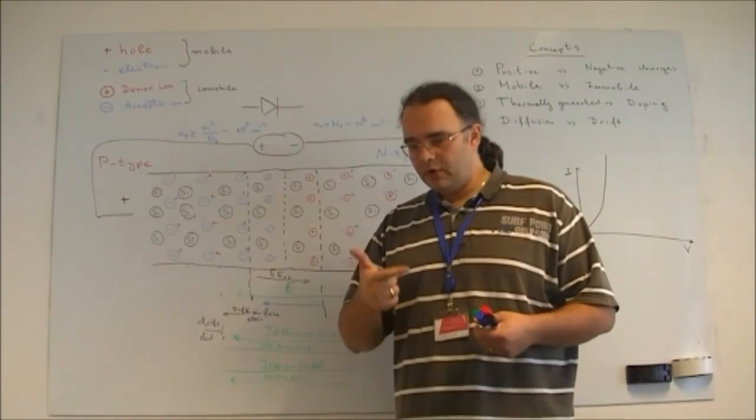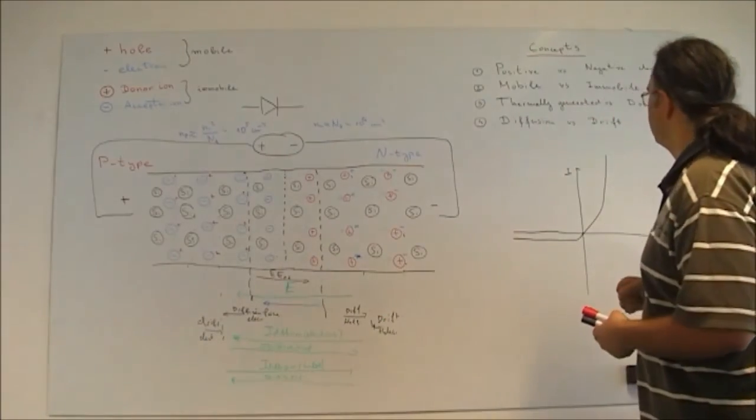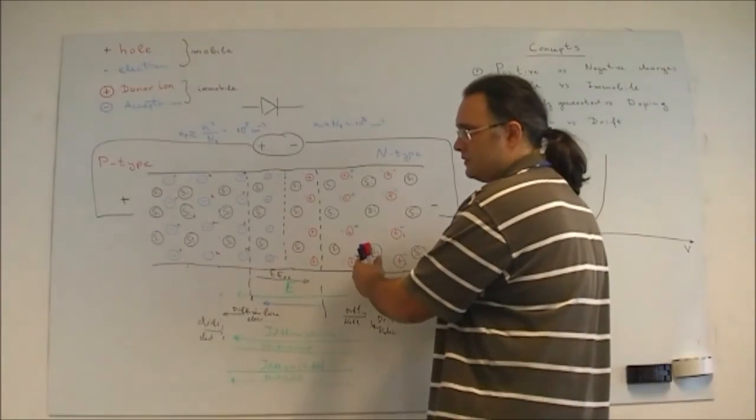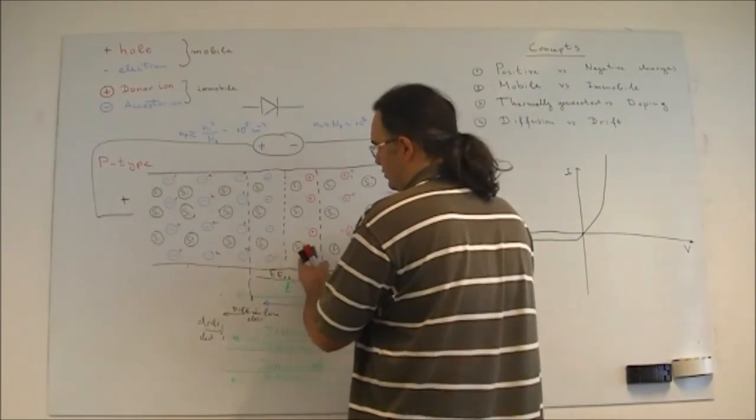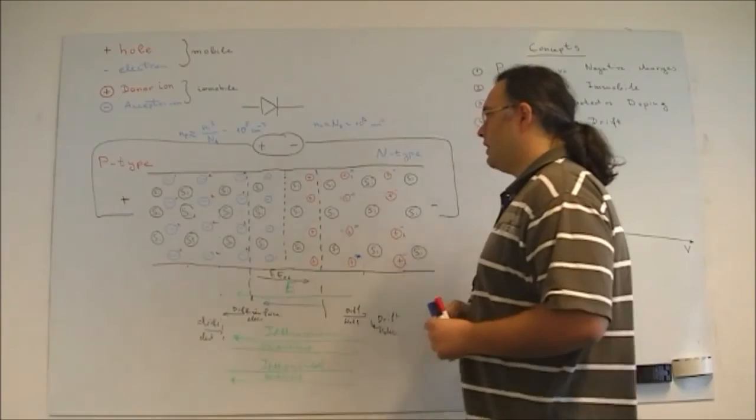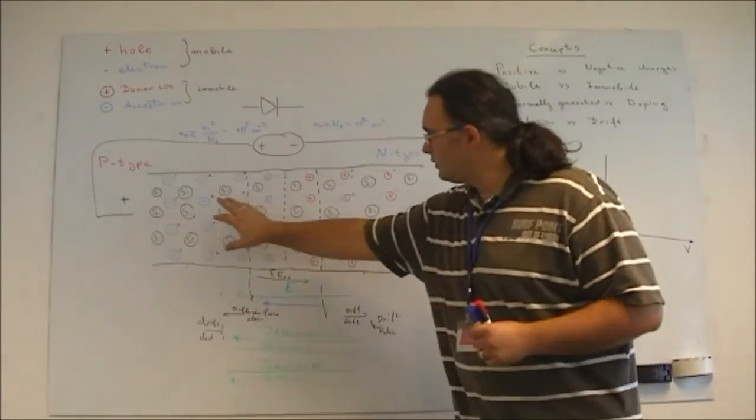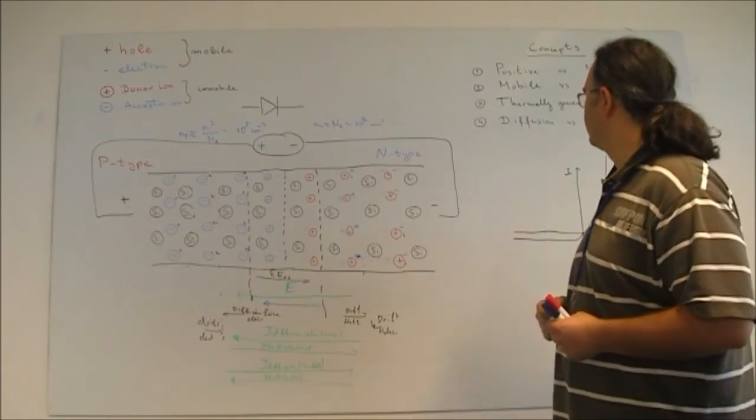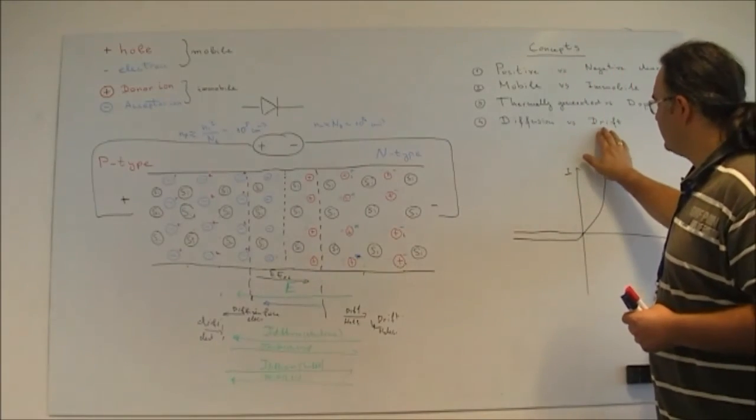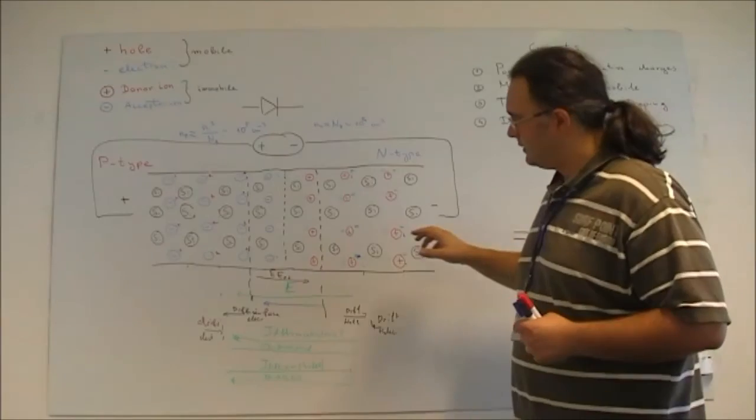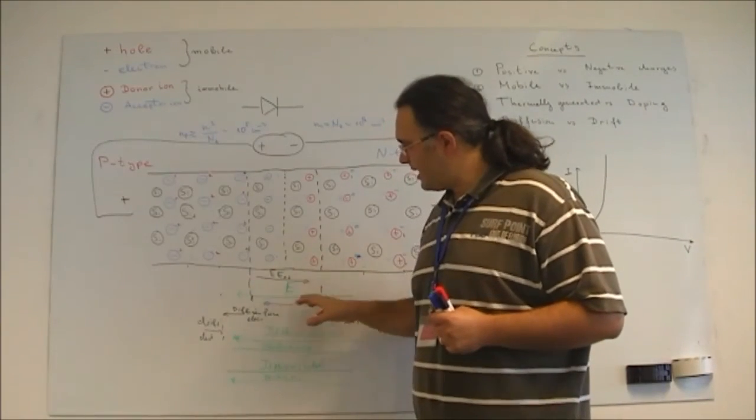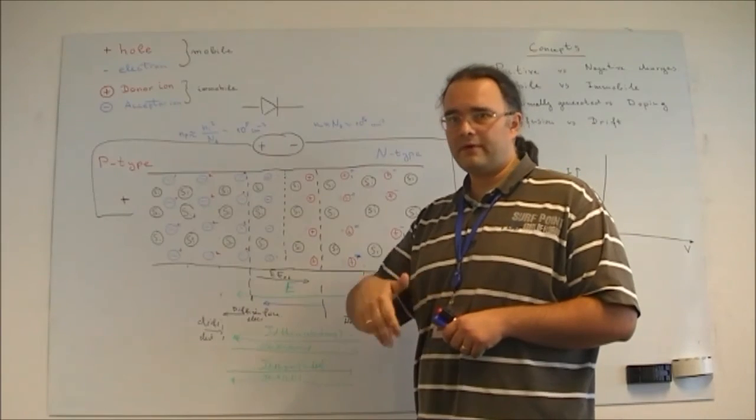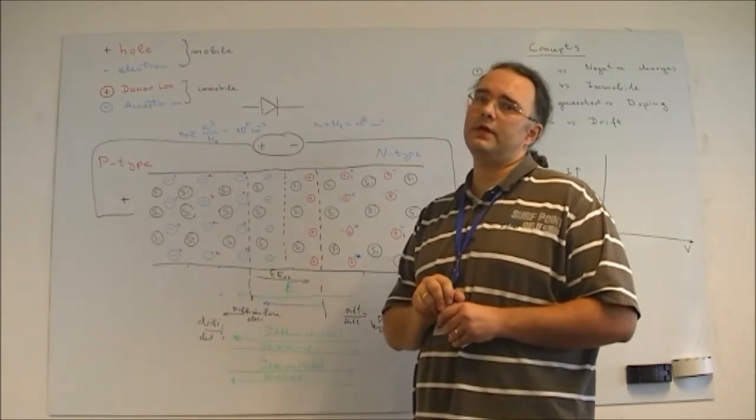And they can move due to two forces. The diffusion force, where they move from areas with high concentration, for example the electrons from here to here, to areas with low concentration of electrons. And the drift force, where there is an electric field and this electric field exercises a drift force on the electrons and the holes.